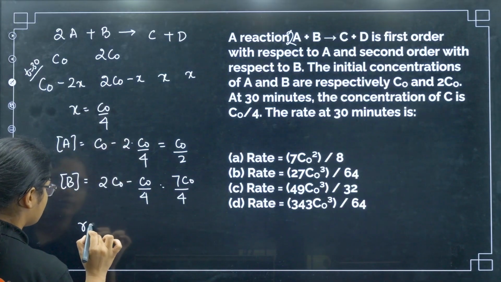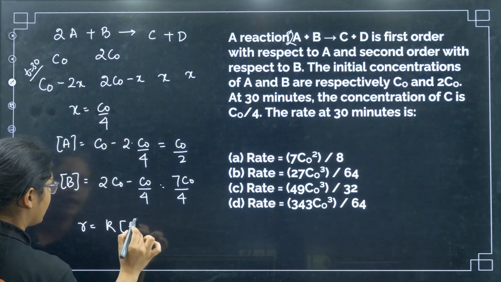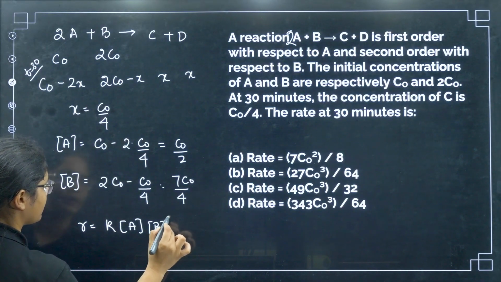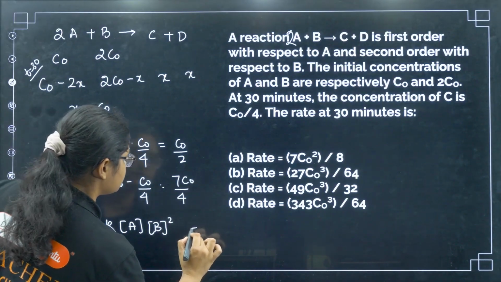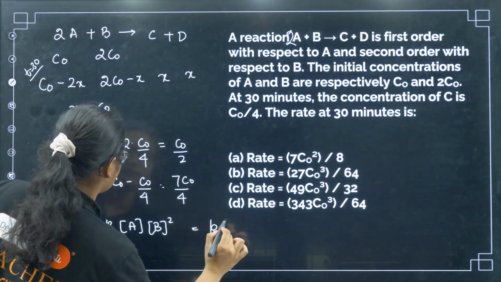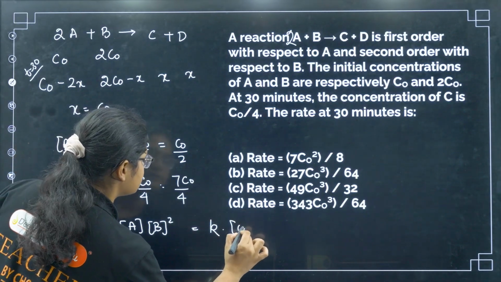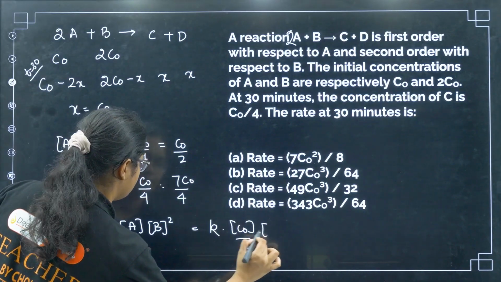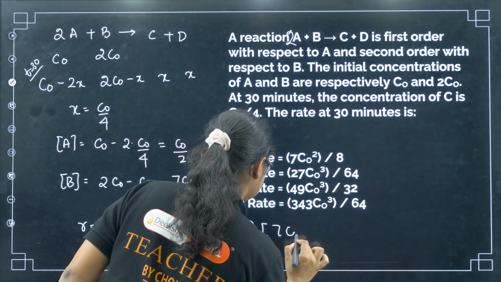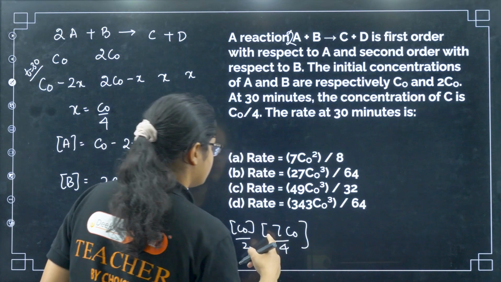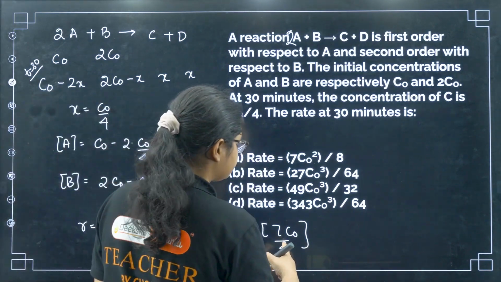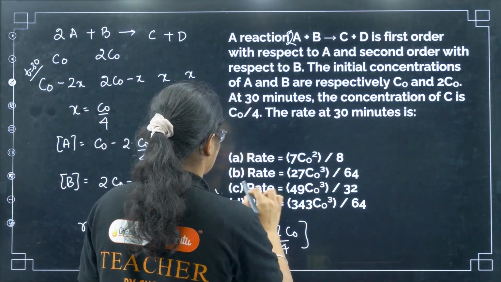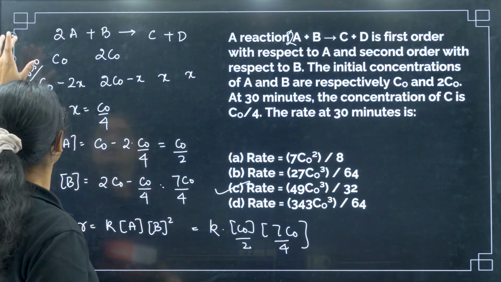Then I have rate equal to K into A into B square, right, according to the given equation. So I will substitute K into the A value, how much? C0 by 2, and the B value is 7C0 by 4. So 49 C0 cube by 32, right? So that is your option number C, okay.